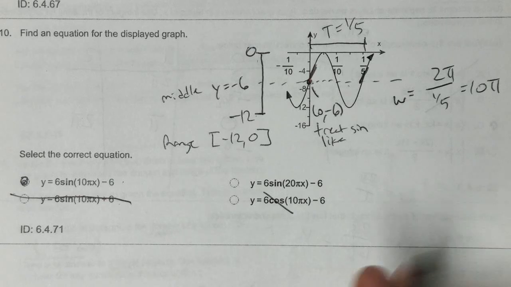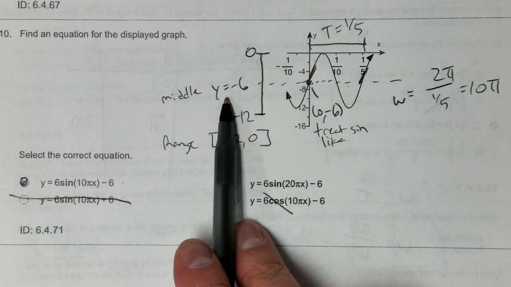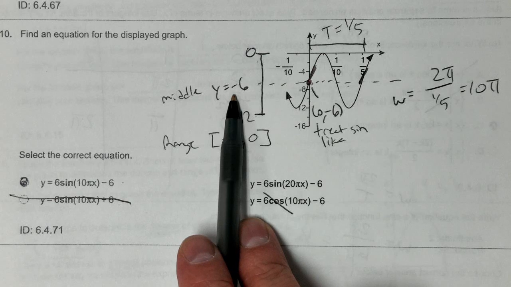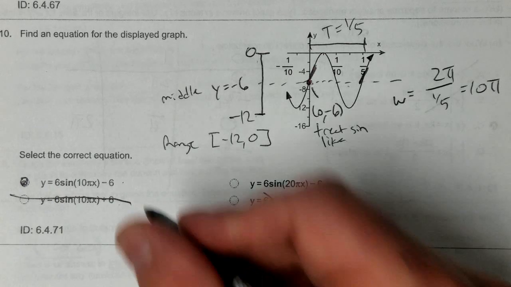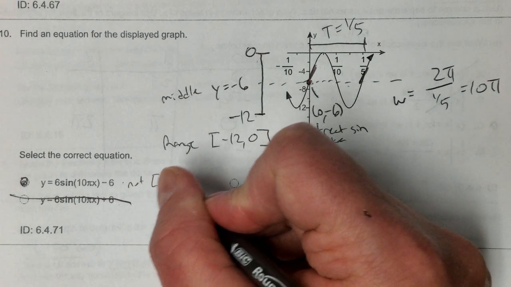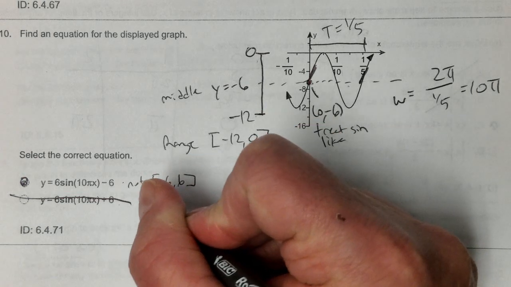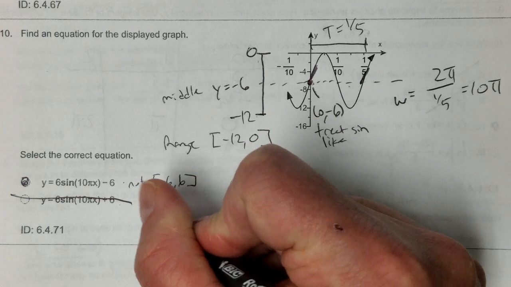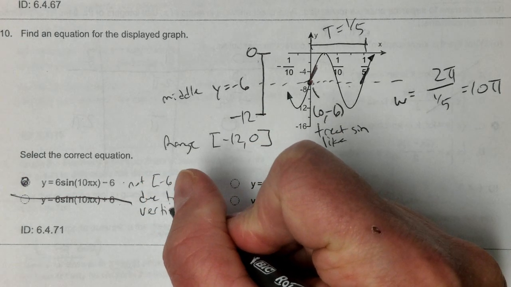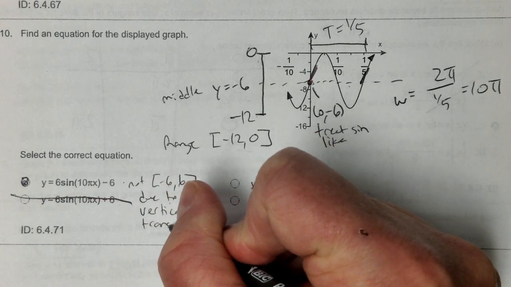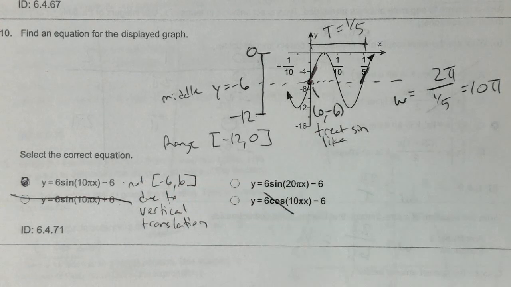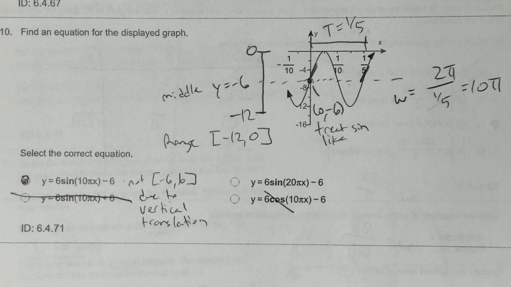So this was a little more complicated because you had a vertical translation, which means you had a middle line. So this one is not from -6 to 6 due to the vertical translation. Okay. Anything else on 10?